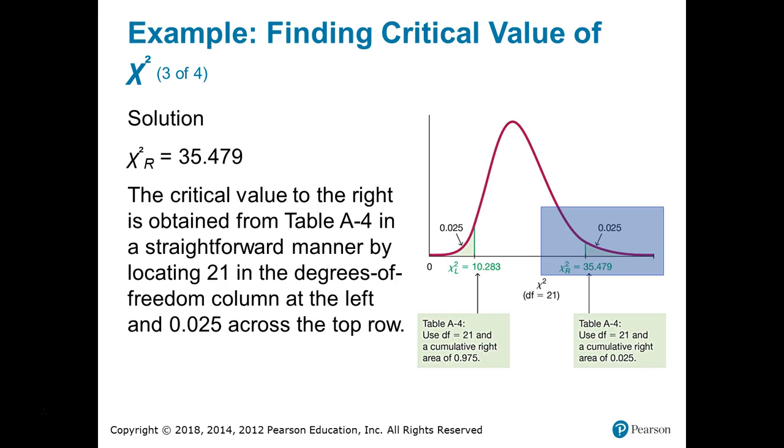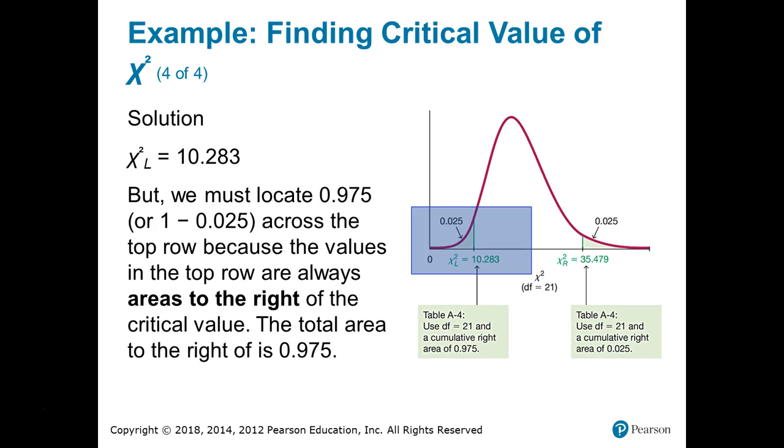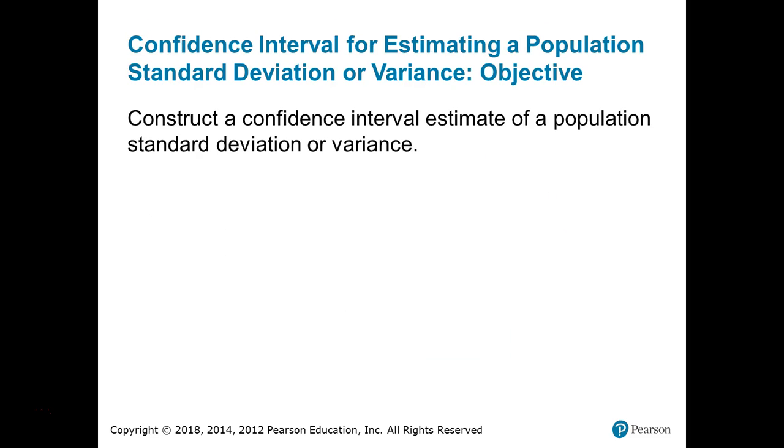And that's more straightforward, since we locate 21 in the degrees of freedom column at the left and 0.025 across the top row. Chi L, again, is 10.283, but we must locate 0.975, or 1 minus 0.025, across the top row, because the values in the top row are always areas to the right. Okay, so now that we have the chi values, we can create our confidence interval.